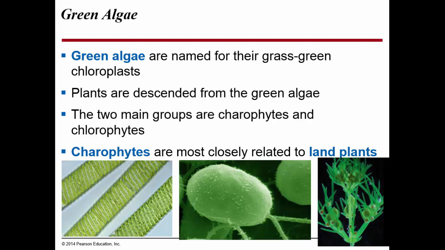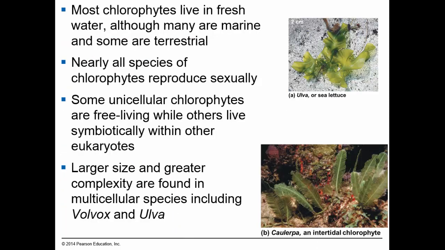And an example of a charophyte is pictured here on the right. These chlorophytes can live in both marine and freshwater, and even a few groups have become terrestrial. Okay. Most of these relatively complex protists reproduce sexually. Okay, the unicellular chlorophytes can either be free-living.